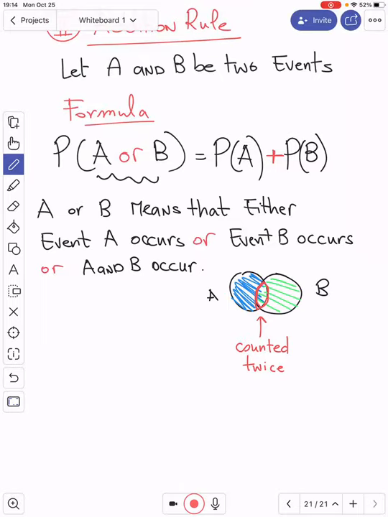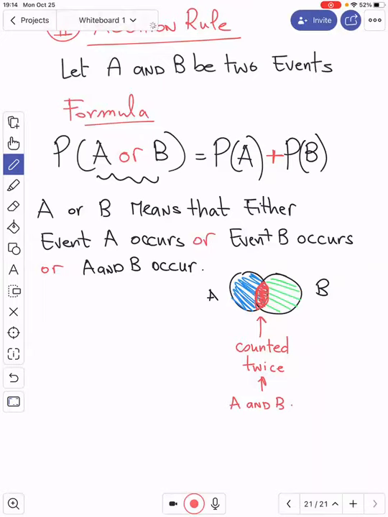And this is the intersection of A and B. This region is A and B because it belongs to A and it also belongs to B, right? This red region, this one here, is the intersection between A and B. And it's counted twice because it's in A and it's also in B.